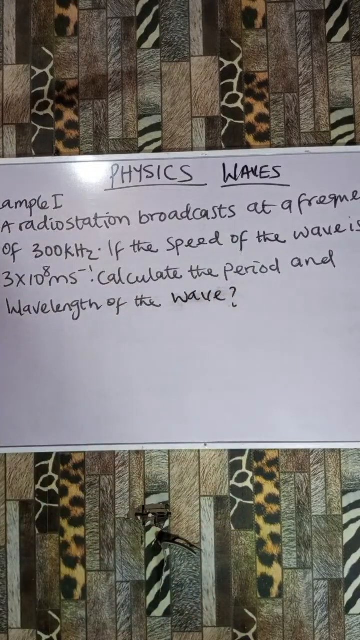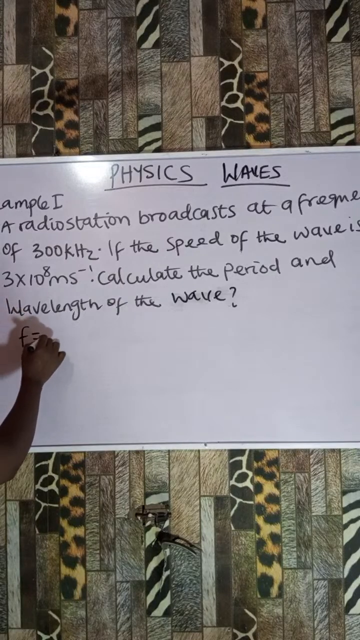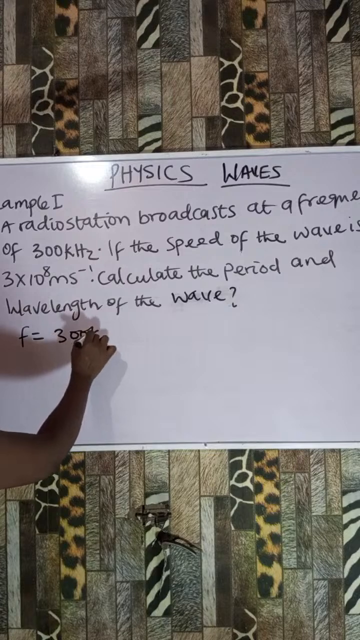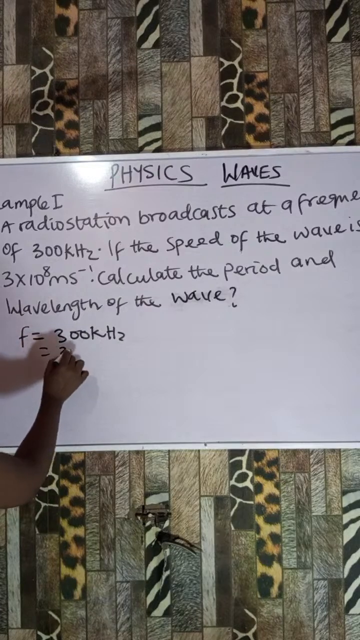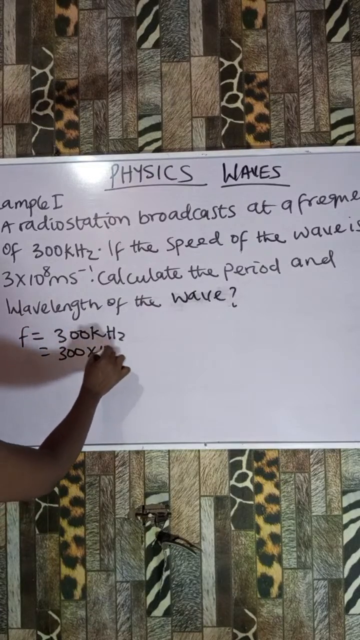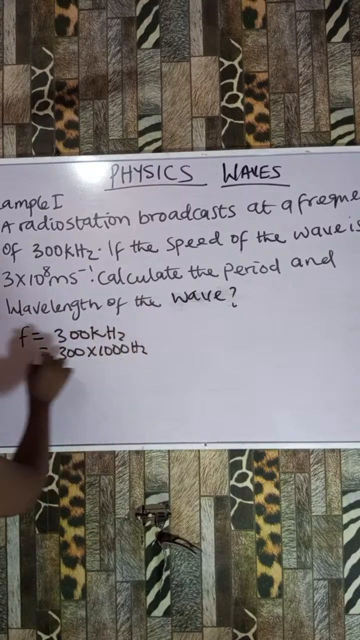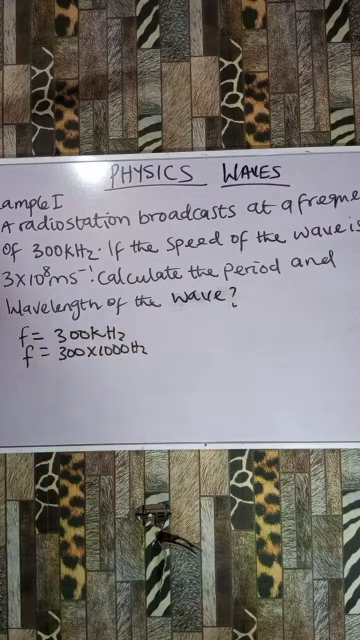Okay. Now, looking at this question, we have the frequency to be 300 kilohertz. What is kilo? Kilo is 1000, so that is 300 times 1000 hertz, right? Now, what is the speed?